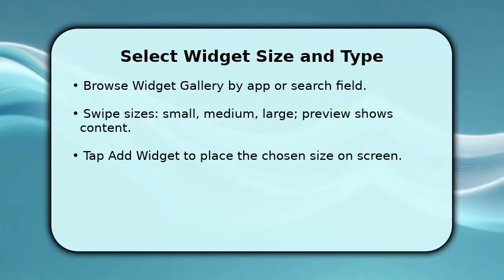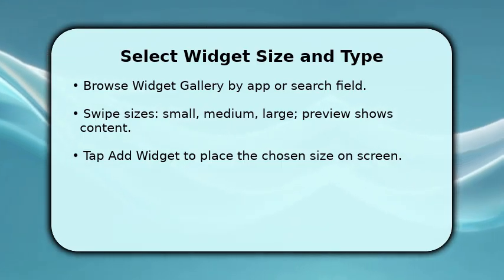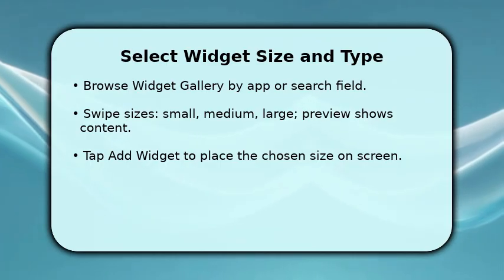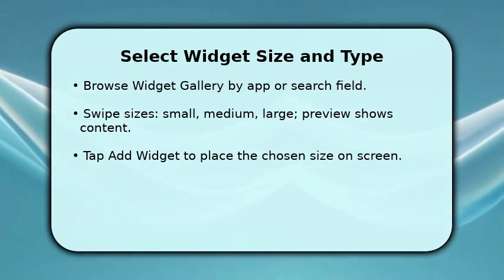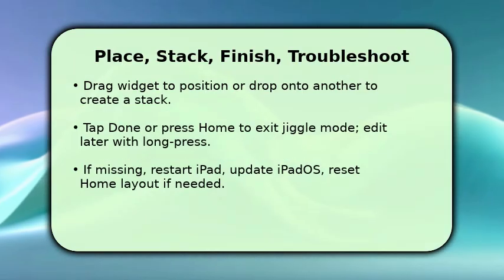After selecting the size, tap Add Widget and it will appear in jiggle mode on your home screen. Make sure to drag it where you want it before finalizing placement, because location affects quick access and visibility. Drag the widget to your desired spot.